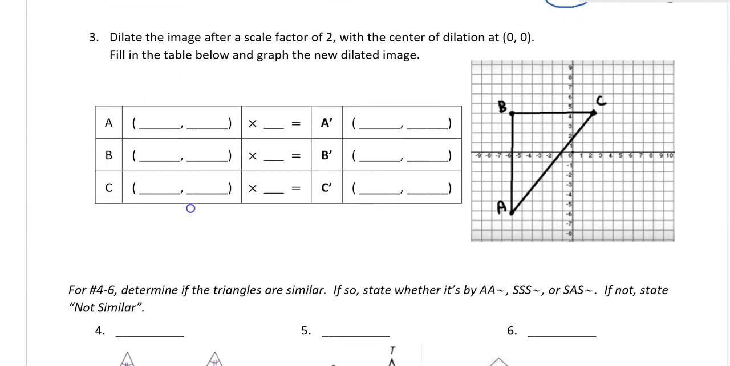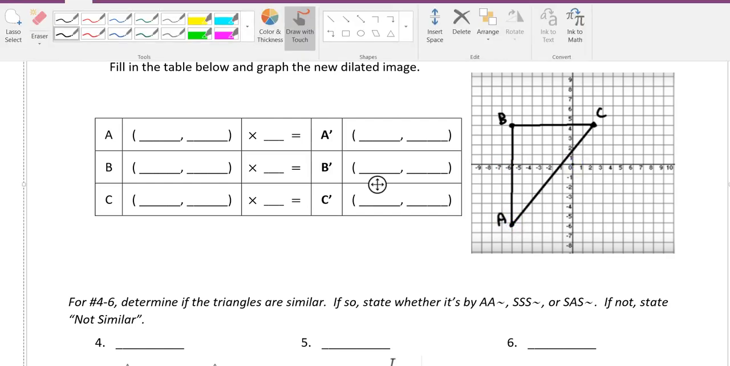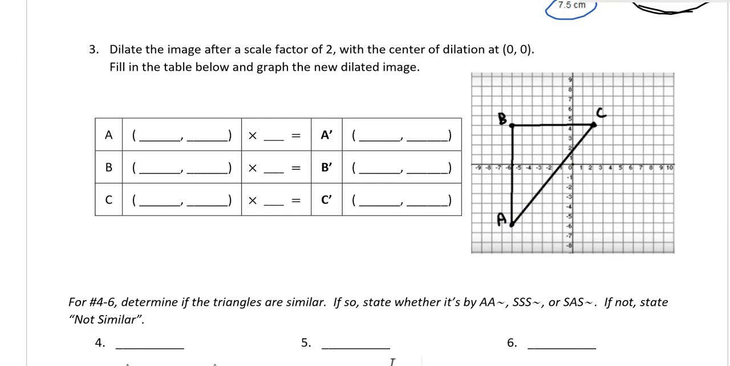All right, looking at number 3, I'm dilating the image after a scale factor of 2 with the center of dilation at 0, 0. Okay, so we're going to fill in this table. So point A is here. That's at -6. So I went over -6, down 6. Remember, you do have to go left and right first, then up and down. So that's -6, -6.